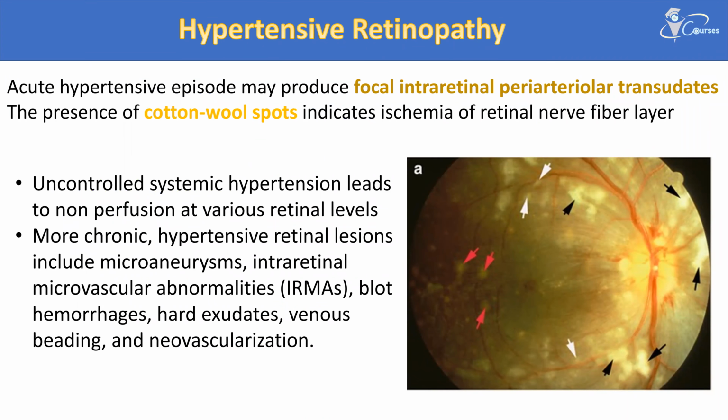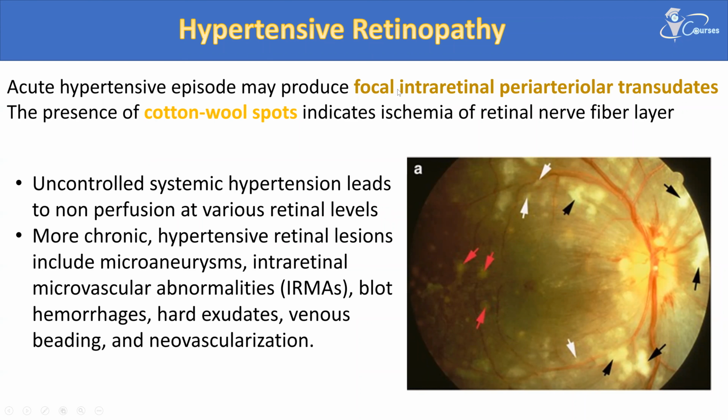Acute hypertensive episodes can produce a specific sign of retinopathy called focal intraretinal periarterial transudates. Focal, this white arrow. So there will be transudation from the arterioles. This will occur in focal areas intraretinal. So these white areas are called focal intraretinal periarterial transudates. This was also asked before in the MCQs.